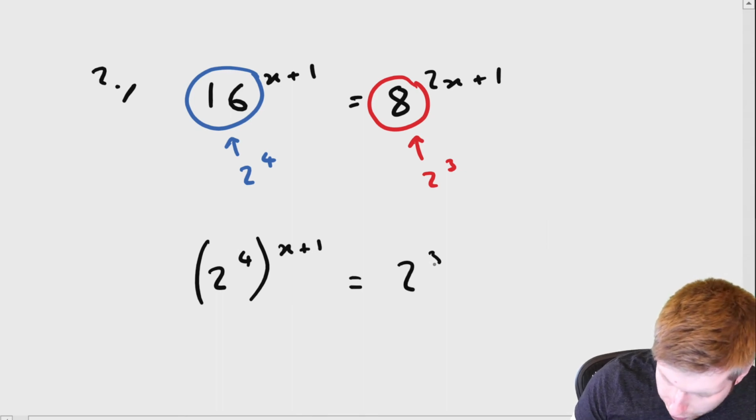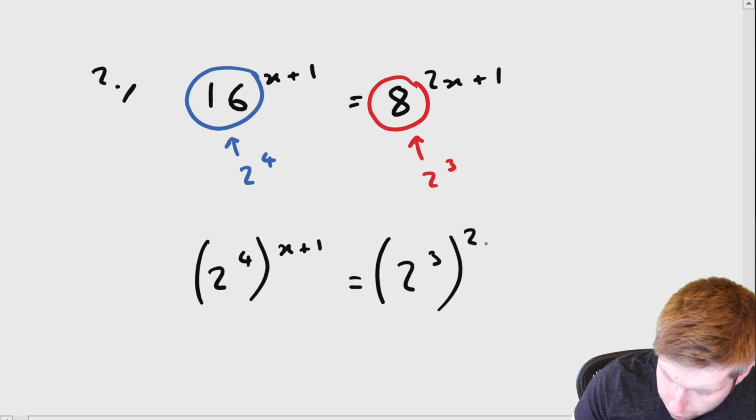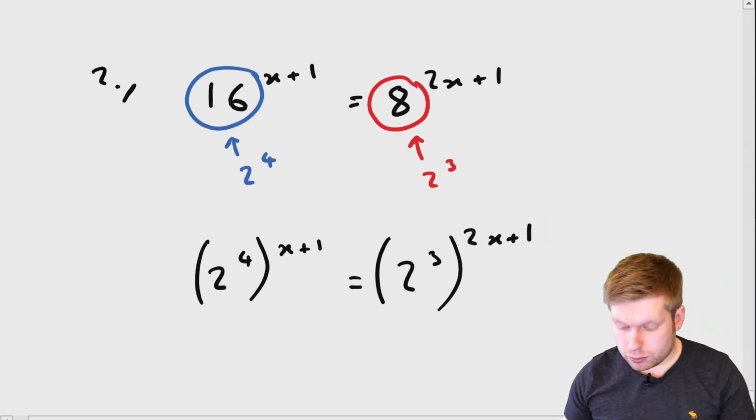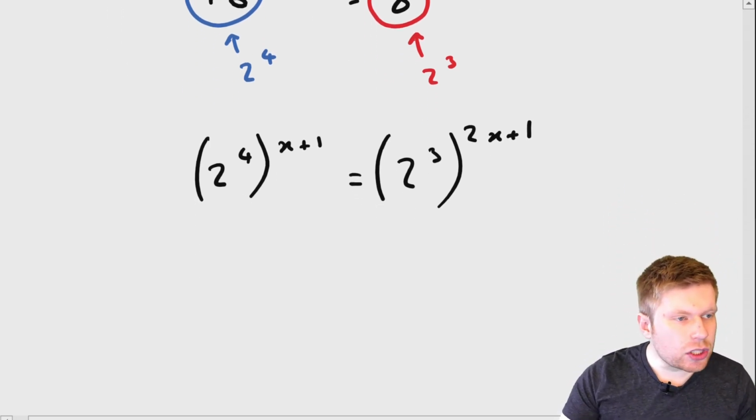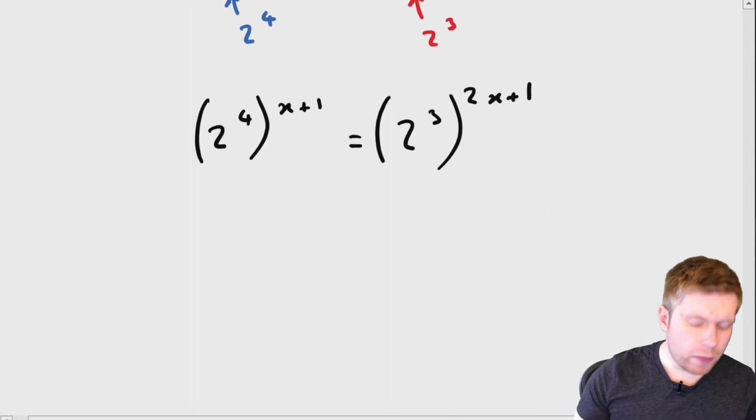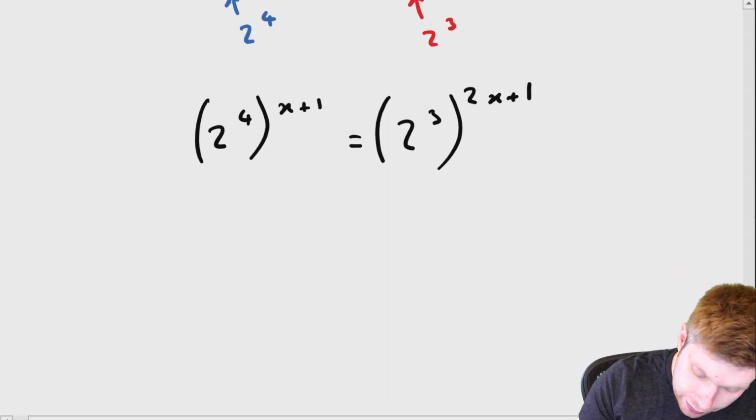Then 8, I'm going to rewrite as 2 to the power of 3, and that's all being raised to 2x plus 1. Okay? All right, fine. Now I'm just going to follow the same technique as before. I should just multiply the two powers together. So 4 multiplied by x plus 1.